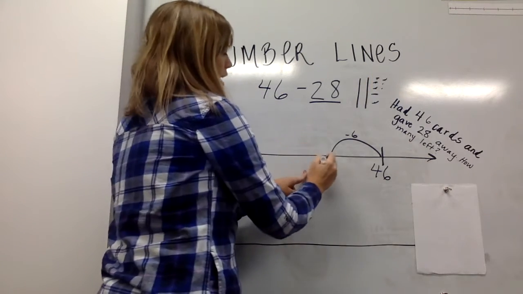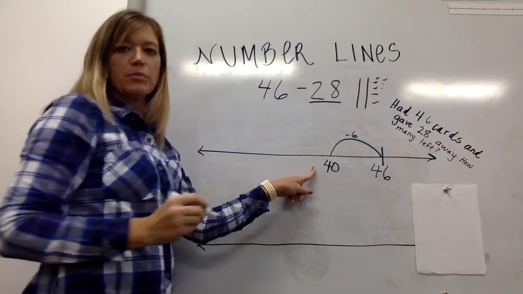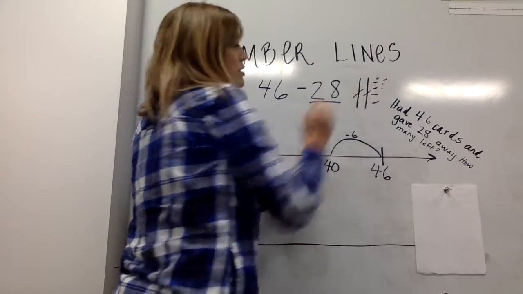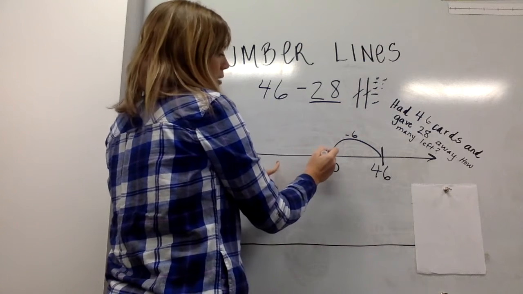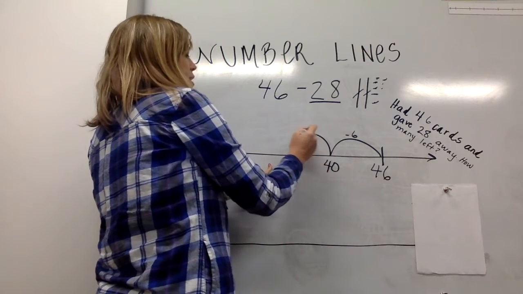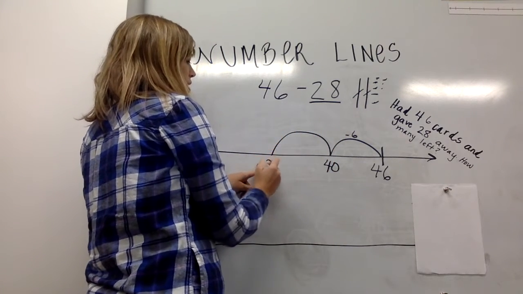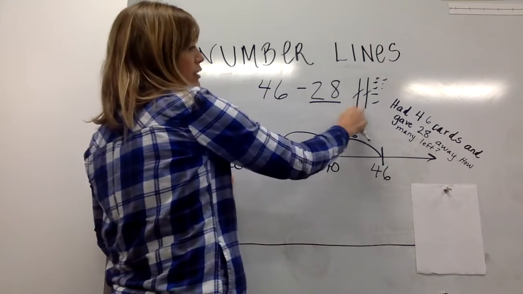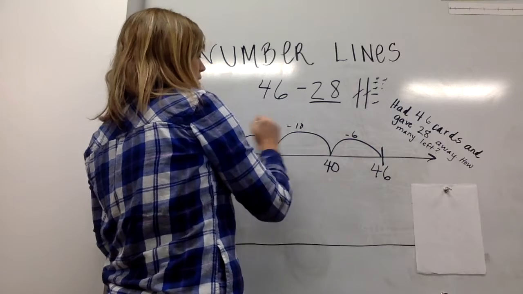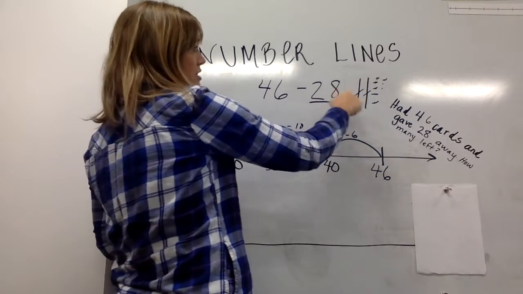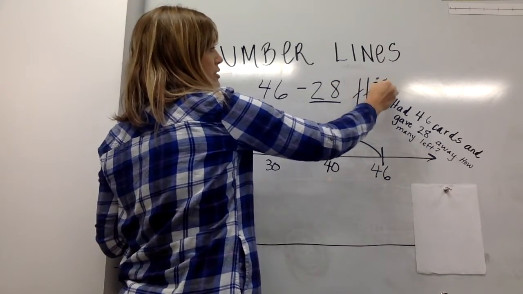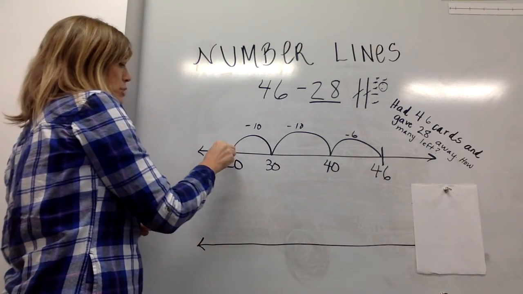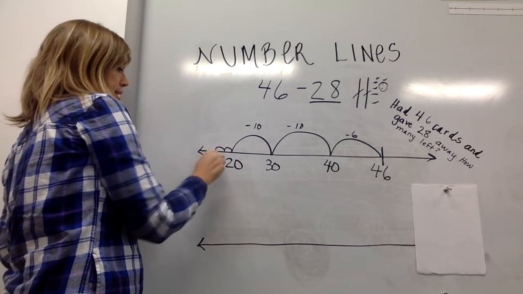I am now at 40 and I can skip count backwards by 10 pretty easily. So I'm going to take away these 2 tens, skip counting backwards. The 10 that comes before 40 is 30 and the 10 before that is 20. So I've now given away these 26 cards. I have to give away 28, so there are still 2 more cards for me to give away. So I'm going to count back 2 more, 19, 18.